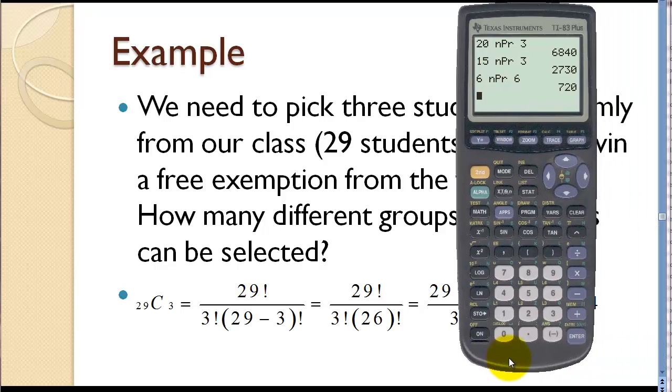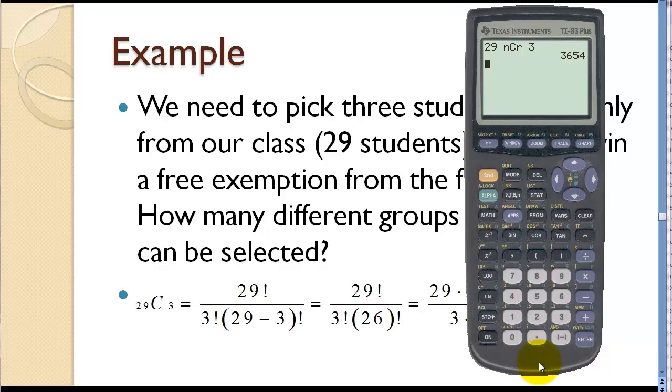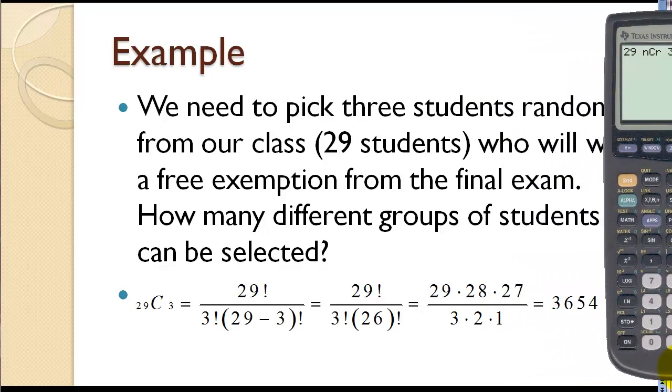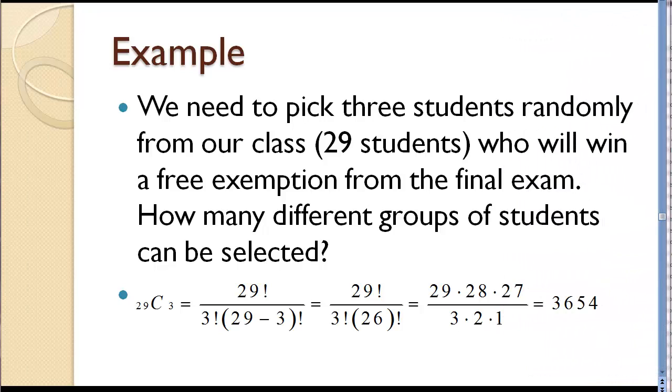And again, using the calculator here, we would do 29, Math, Probability. This time we're going to use combinations, number 3. And there are 3 people that we're selecting, or 3 in the group. So we have 3,654 different groupings that we could choose.